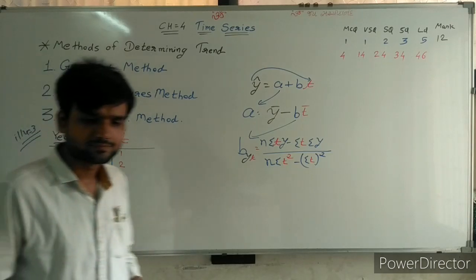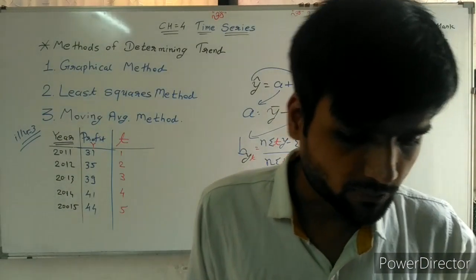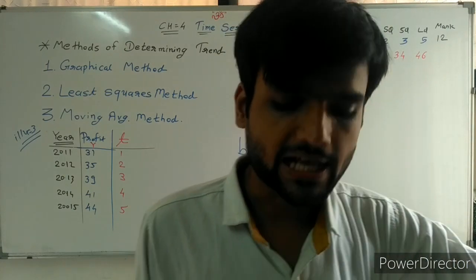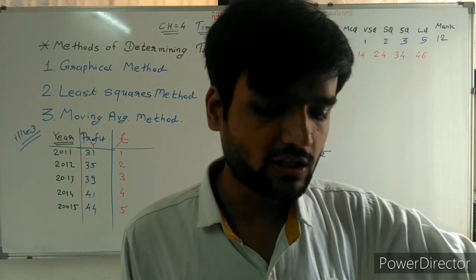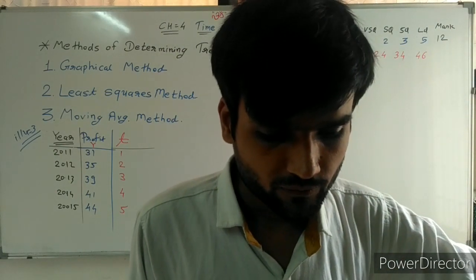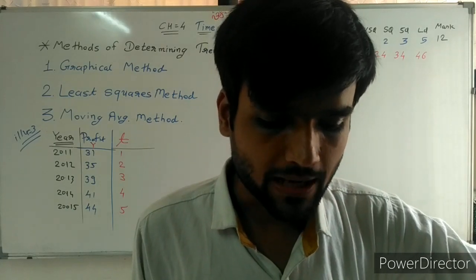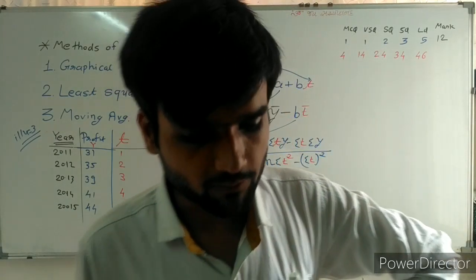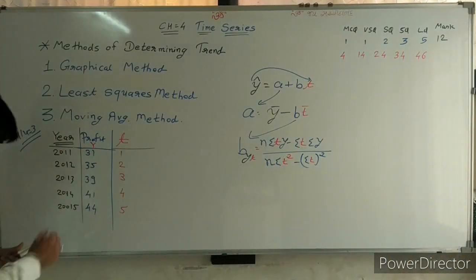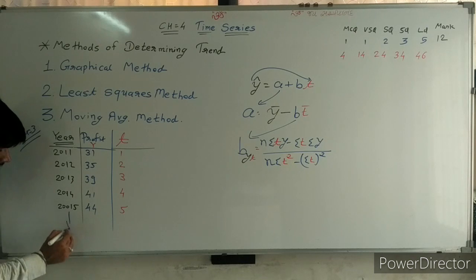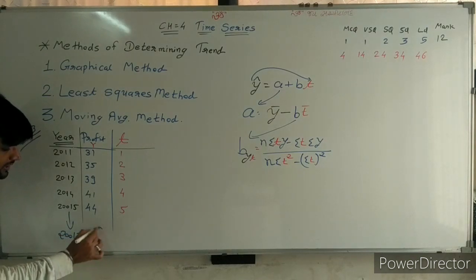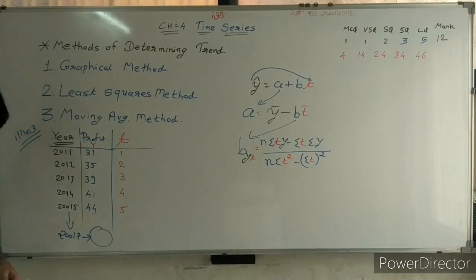So profits are given. Now what is the heading? The profit earned in lakh by a company making computers is as follows. Find the linear equation for the trend from this data by least square method and estimate the profit for the year 2017. Up to 2015 information is given. We need to find what should be their profit in 2017. That we need to find.